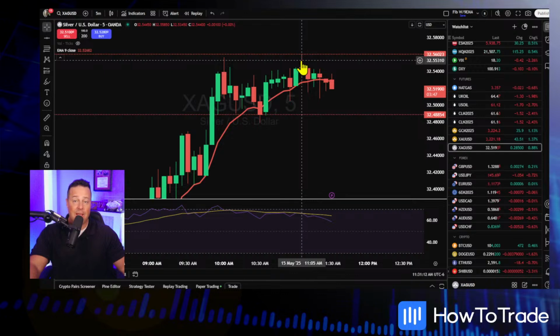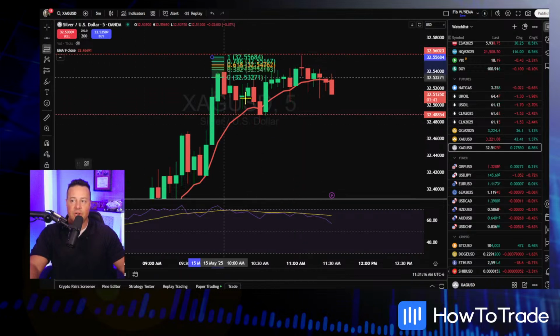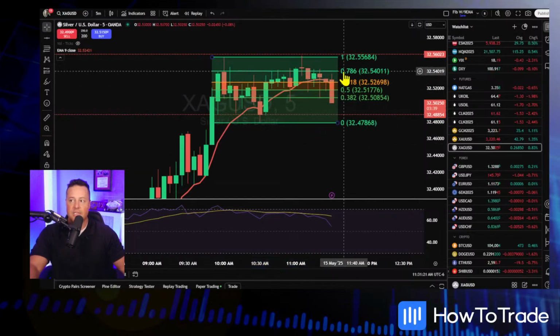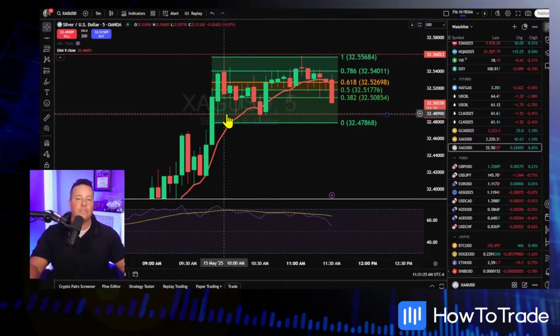This happens a lot. So if you used your Fibonacci's, where could you have entered this trade? 38, 62, or 78. And you would have cut your risk versus reward. You would have definitely swung it in your favor.